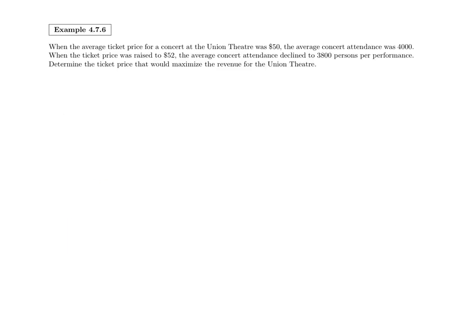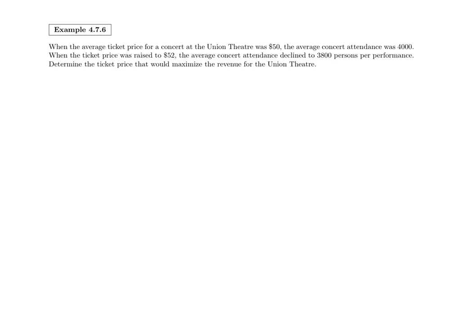For the last problem in this section, we're going to look at a ticket price at a theater. And here we're going to be talking about a business application of trying to determine our ticket price that would maximize our revenue. So let's read our problem. When the average ticket price for a concert at the Union Theater was $50, the average concert attendance was 4,000. When the ticket price was raised to $52, the average concert attendance declined to 3,800 people. So determine the ticket price that would maximize the revenue for the Union Theater.